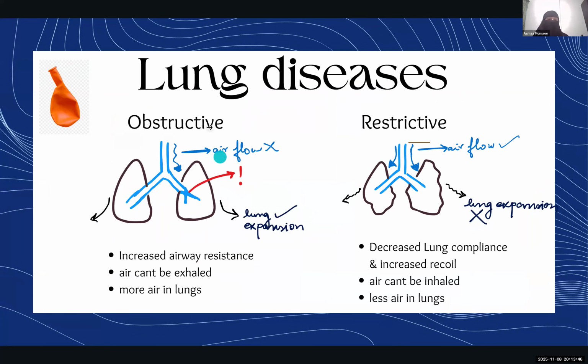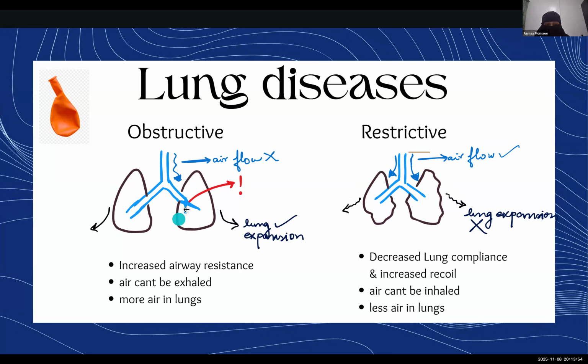Now, the obstructive diseases are diseases that affect the bronchi or the airway itself. So the airway is collapsed. As you can see over here, there is a problem in the airway. It's not allowing air to come in or go outside. So there is a problem in the airflow. However, the lung is expanding normally. Okay, this is what happens in obstructive diseases.